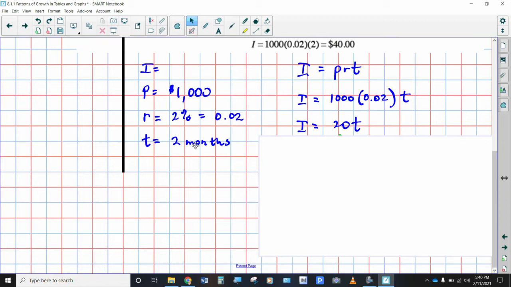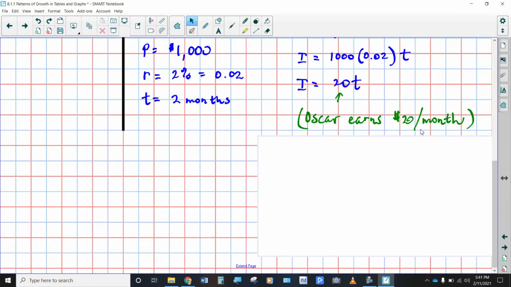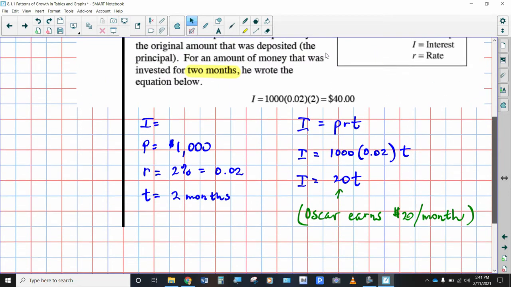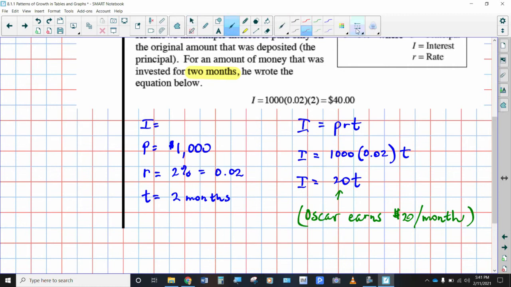Remember, T is equal to the number of months in this situation. So that's why we got $40 here. 2 months would be $20 for every month. 20 times 2 is 40. So once we've got the $20 per month in place, then we can declare the answer in this case: interest earned, $20 per month for 2 months is $40 total in interest.